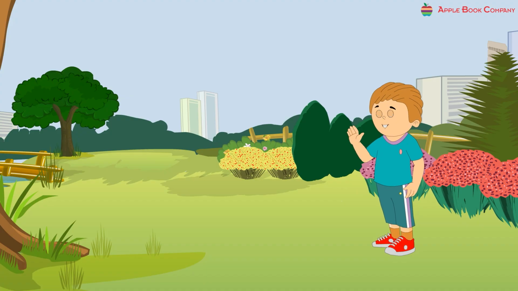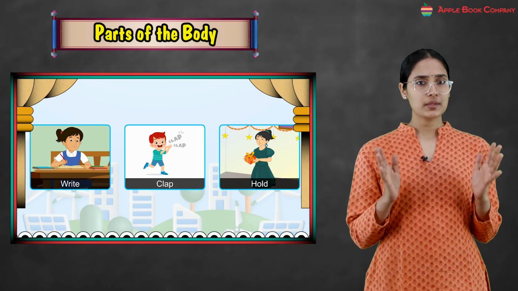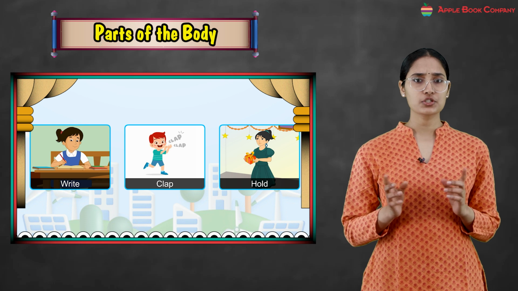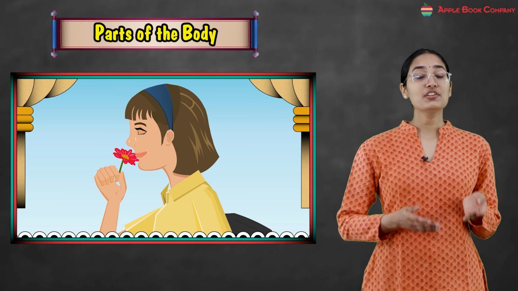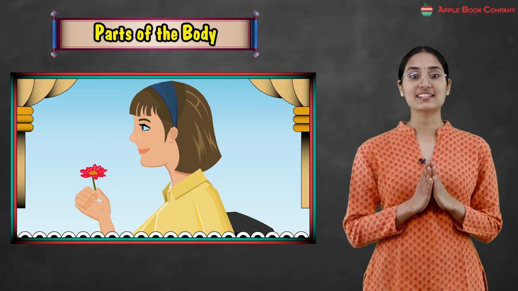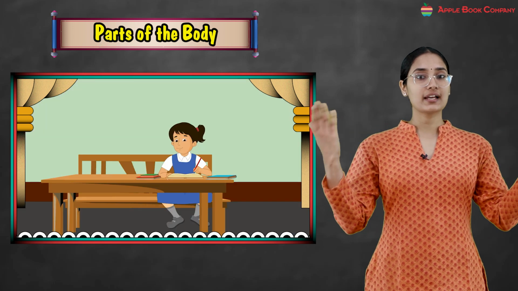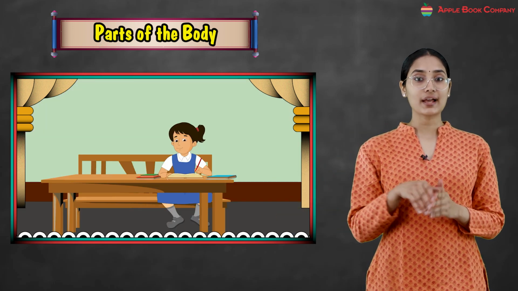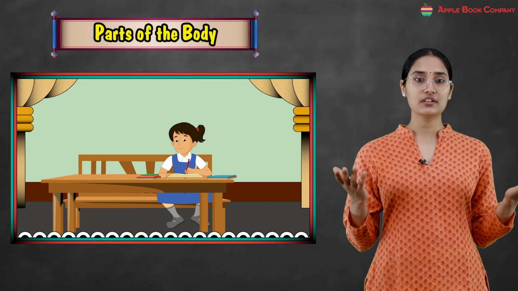So kids, each part of the body is useful, right? And it has its own job. We use our hands to write, clap and hold things. So kids, all the body parts in our body have different functions to do. For example, we use our eyes to see, right? We use our nose to smell things. We use our ears to listen to the sound. We use our hands to write, clap and hold things, right? So all the body parts have different functions.